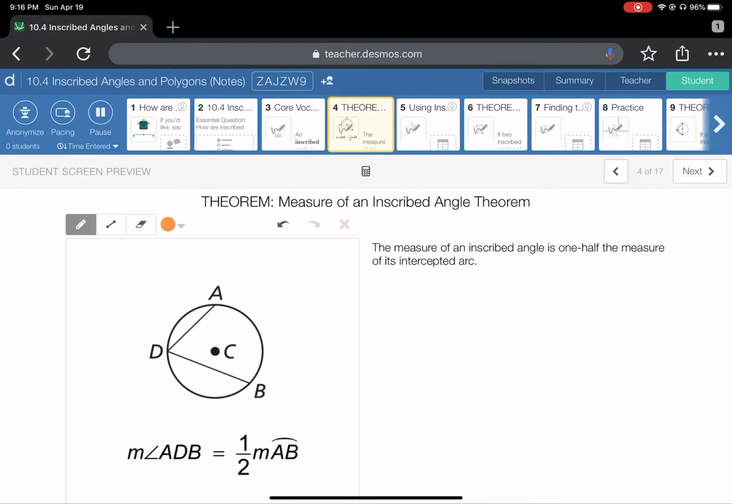All right, so the measure of an inscribed angle theorem. The measure of an inscribed angle is 1/2 the measure of its intercepted arc. So here we have, say, angle D. The measure of angle ADB is going to be 1/2 of the measure of arc AB. So let's say arc AB is 100 degrees, then angle ADB would be 1/2 of that, which would be 50. Or it could also work the other way around, where say this angle D is 40, so then that arc is 2 times that much, so 80. It works the opposite as well. So this is 80, 1/2 of that is 40.